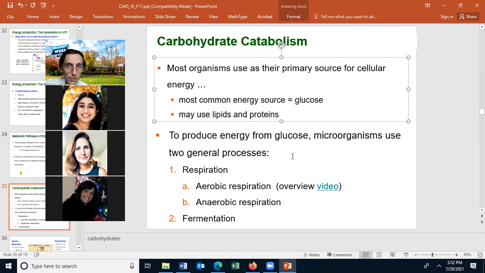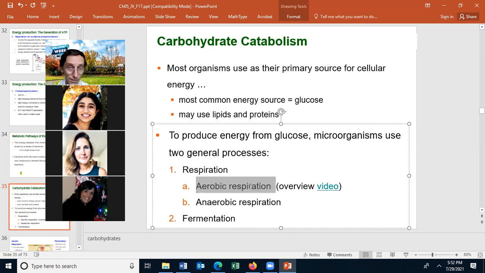To produce energy from glucose, microorganisms use two general processes. They engage in carbohydrate catabolism, but there are two ways to do it. There's respiration, which is one way you can metabolize the glucose. The other way is by fermentation. And when we're talking about respiration, you should realize that cells can do it in two ways. There's aerobic respiration, which our cells engage in, and there's anaerobic respiration, which anaerobes engage in. Any question about any of that?